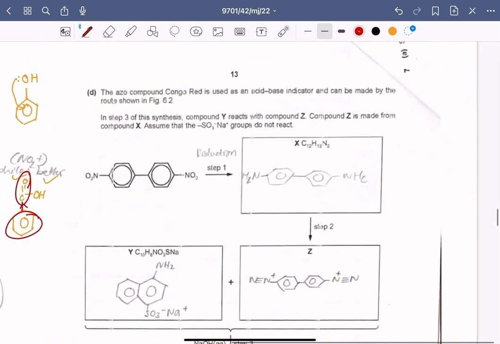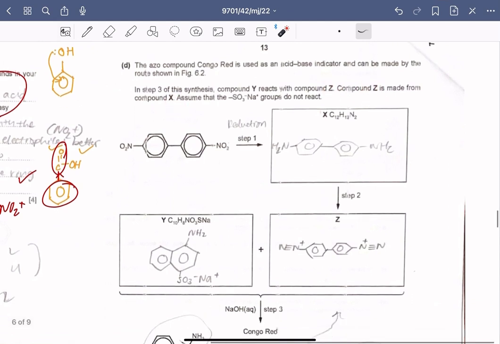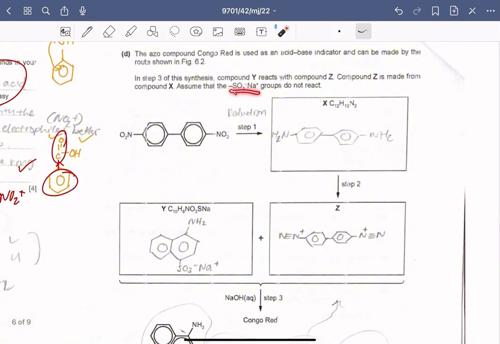So D, the azo compound Congo red is used as an acid-base indicator and can be made by the route shown in figure 6.2. In step 3 of the synthesis, compound Y reacts with compound Z, and compound Z is made from compound X. And assume that the SO3 minus Na plus groups do not react.